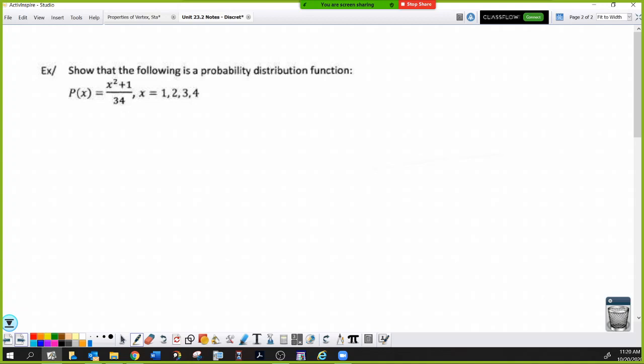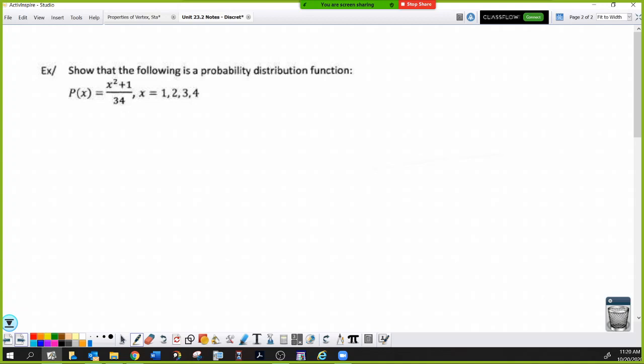Let me ask you a question. How would we show that this is a probability distribution function or a probability mass function? How would we have done that? What must be true in order for it to be a probability distribution table, Julia? The probabilities have to add up to 1. There you go. That's it.